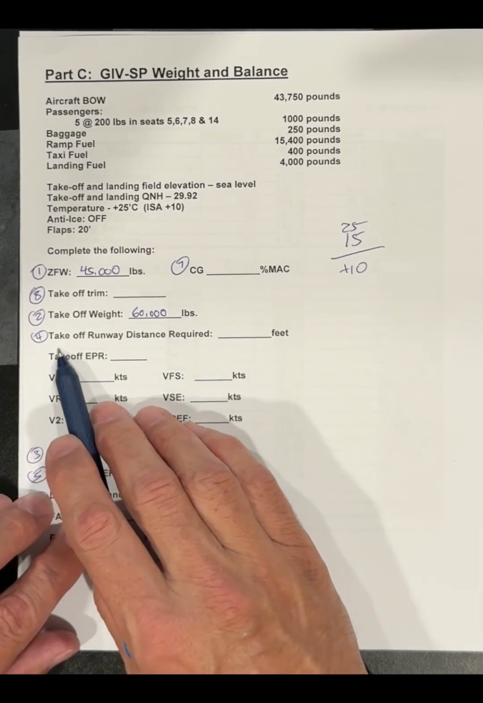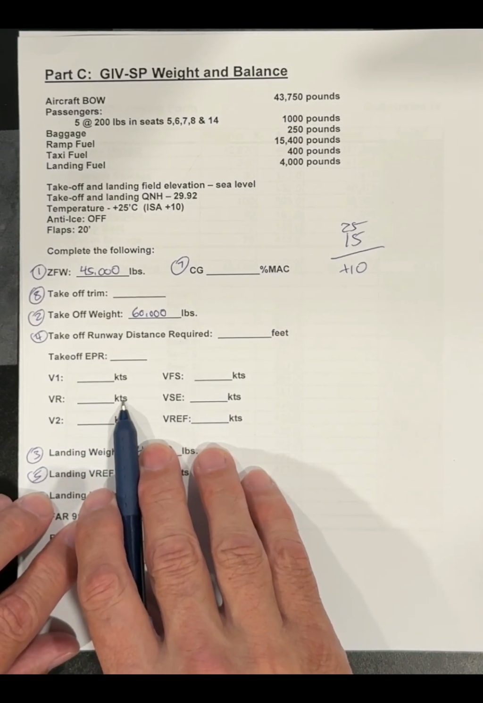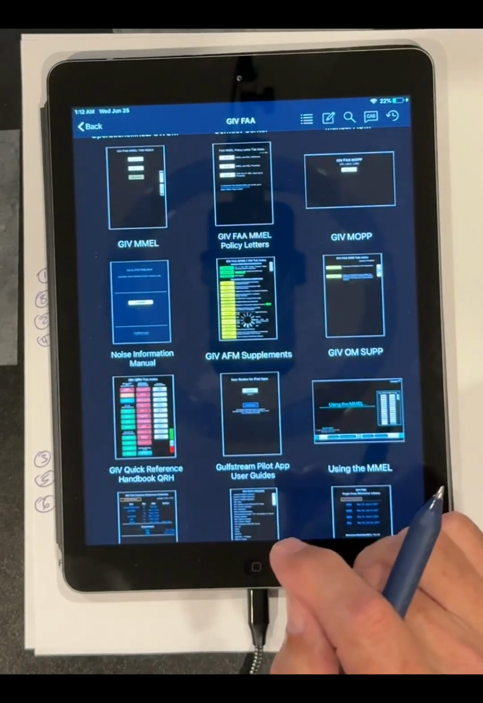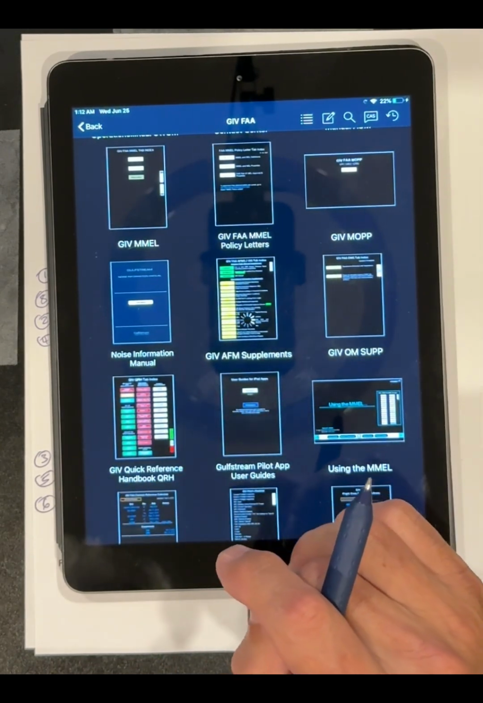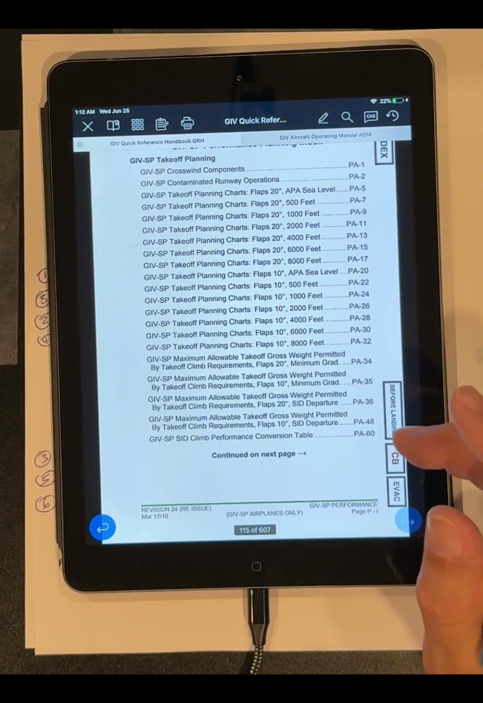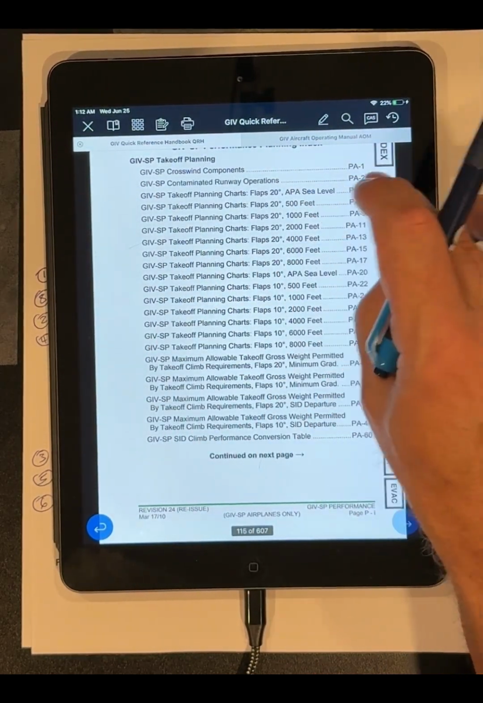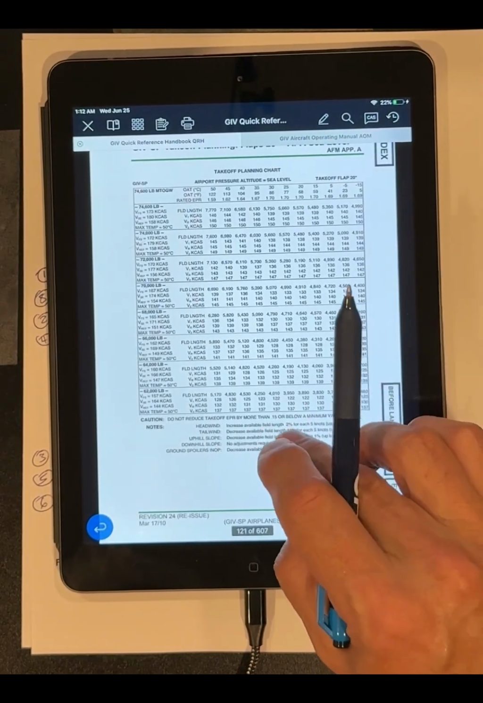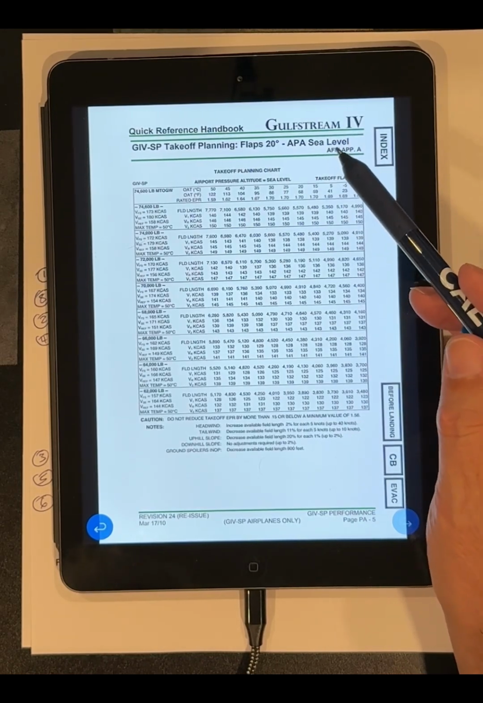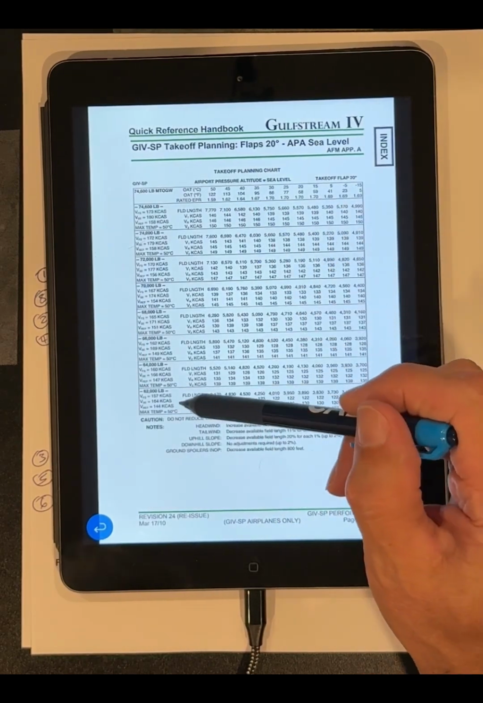Now, for number 4, the takeoff runway distance, the EPR, and all of the V speeds, that's pretty simple. We need to go to our QRH, and we need to go to the takeoff performance. All right, so we go to the QRH. Takeoff planning. We're going to go to Papa Alpha 6 today. So there's takeoff planning charts. Let's just start off with Papa Alpha 5. And let's see what that shows us. All right, so takeoff planning, flaps 20, airport elevation at sea level. And this is all weights. This is all temperature. All right, that's not the page that we want.